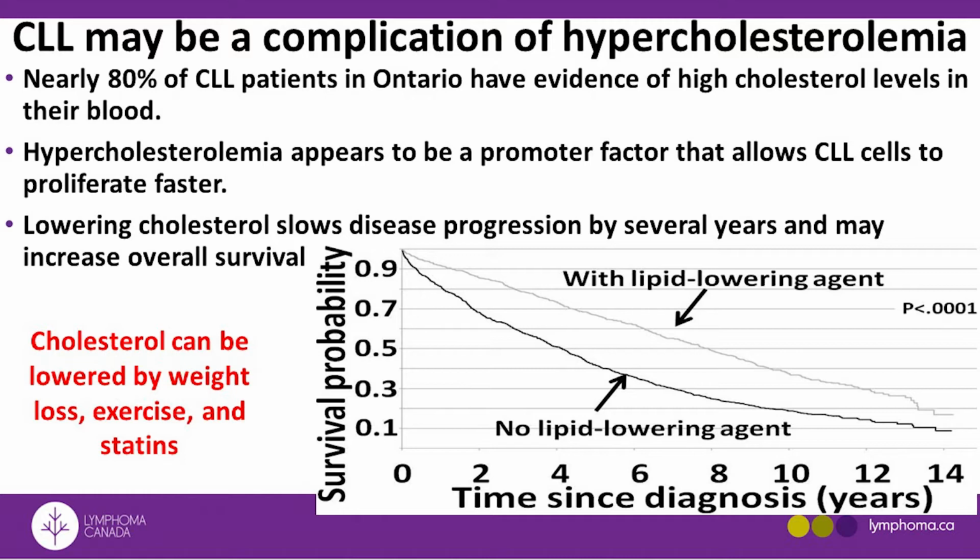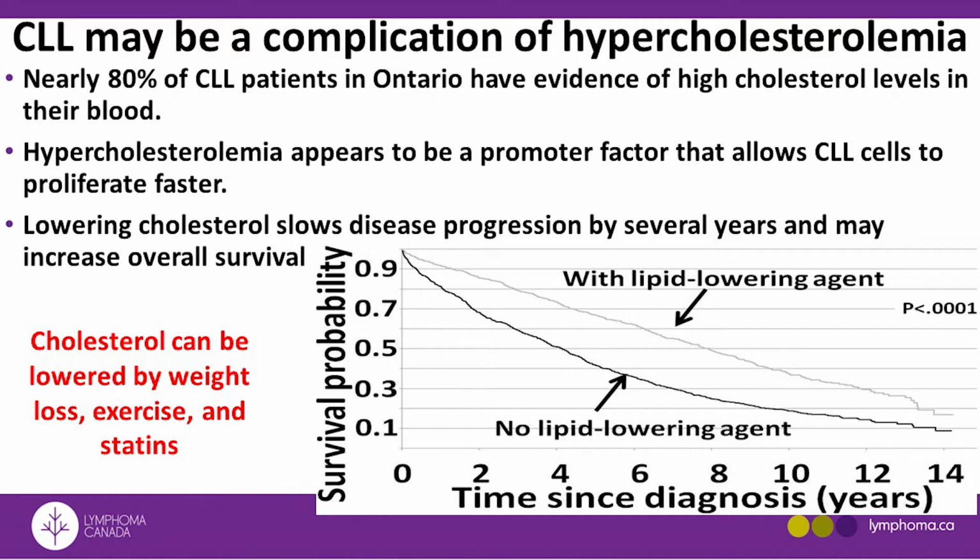In our clinic in Sunnybrook, of several hundred patients, we found that nearly 80% of them have evidence of high cholesterol levels in the blood, and we confirmed this with a study of 10,000 patients in Ontario using administrative records. We think that the association is actually, as I mentioned earlier, that the high cholesterol levels appear to be promoter factors that allow CLL cells to proliferate faster, and that then lowering cholesterol seems to slow disease progression by several years and may even increase overall survival.